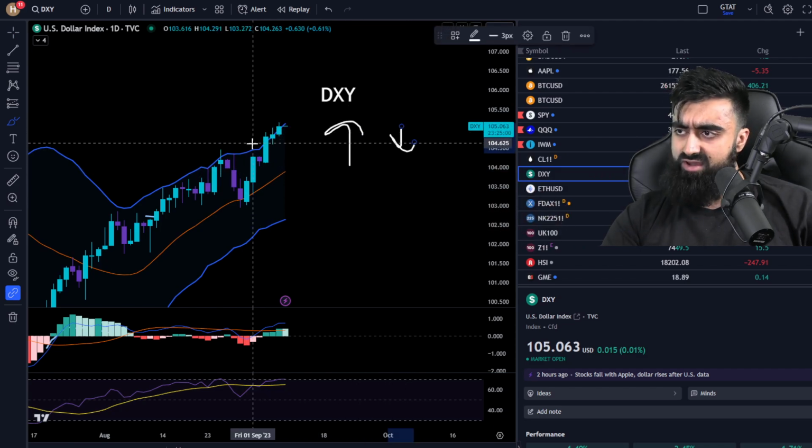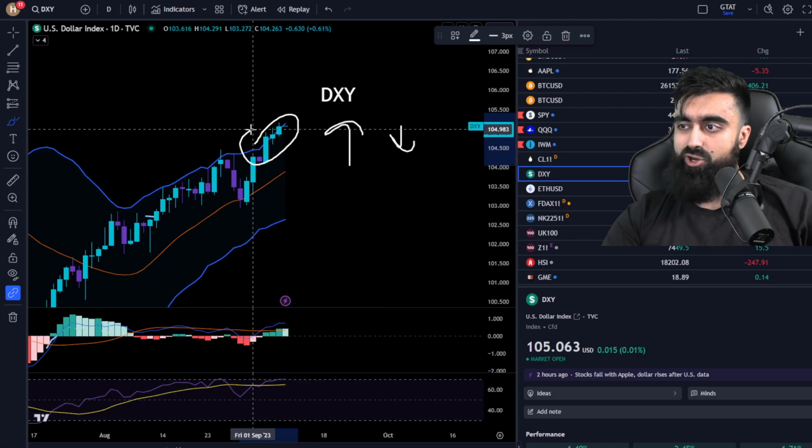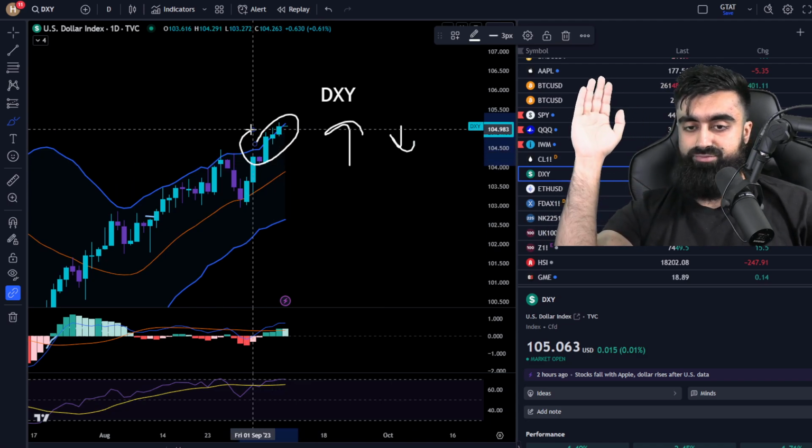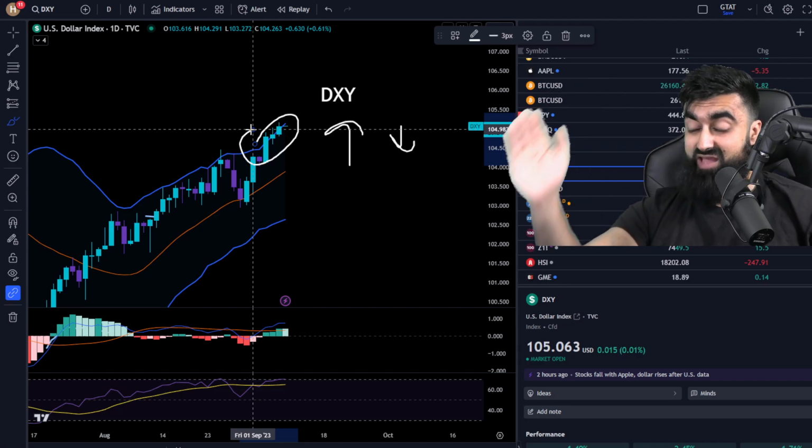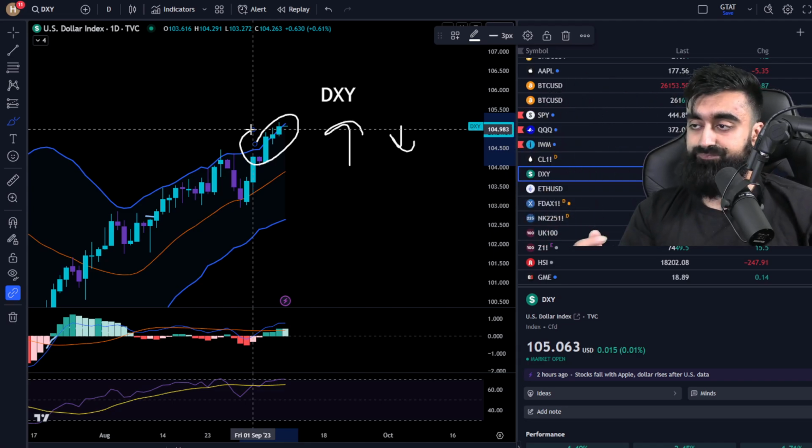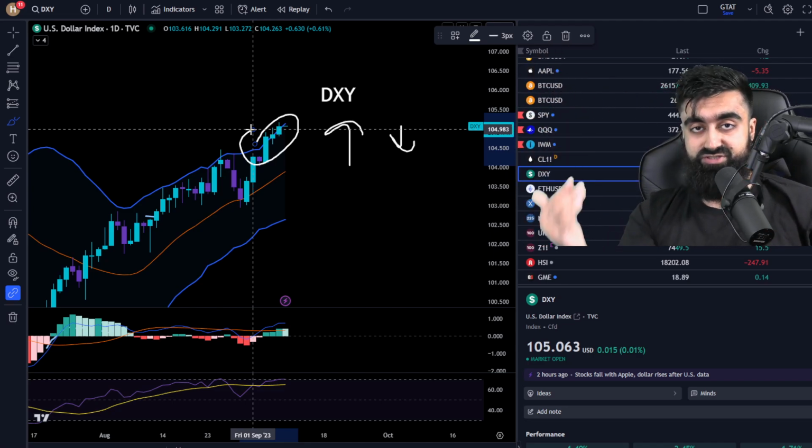Right now on the Bollinger Band on the dollar, we are hugging the upper level of the Bollinger Band, which is showing that there is a lot more room to go on the dollar before it becomes overextended.